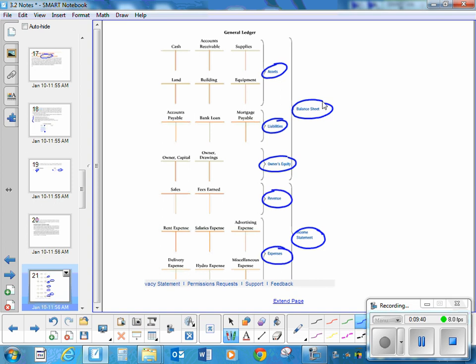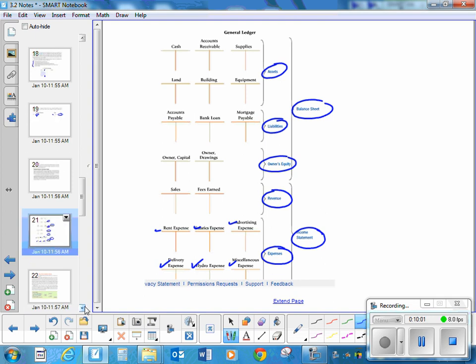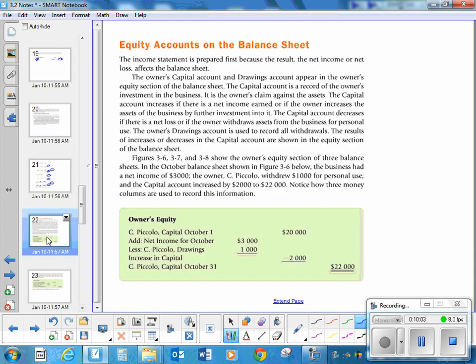Notice what some of these expenses are: rent expense, salaries expense, advertising expense, delivery expense. Hydro expense is your power, and miscellaneous expense. In Canada, we would probably use, instead of hydro, we would say maybe utilities expense, where you'd put your power, your water, and so forth.